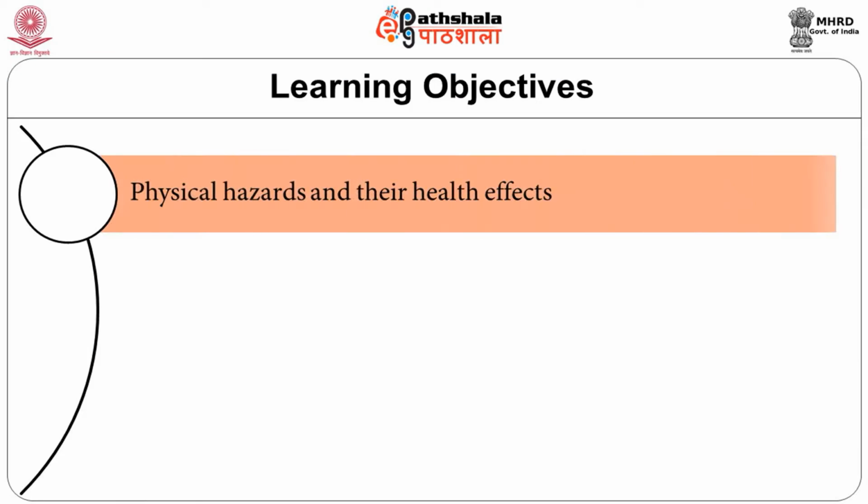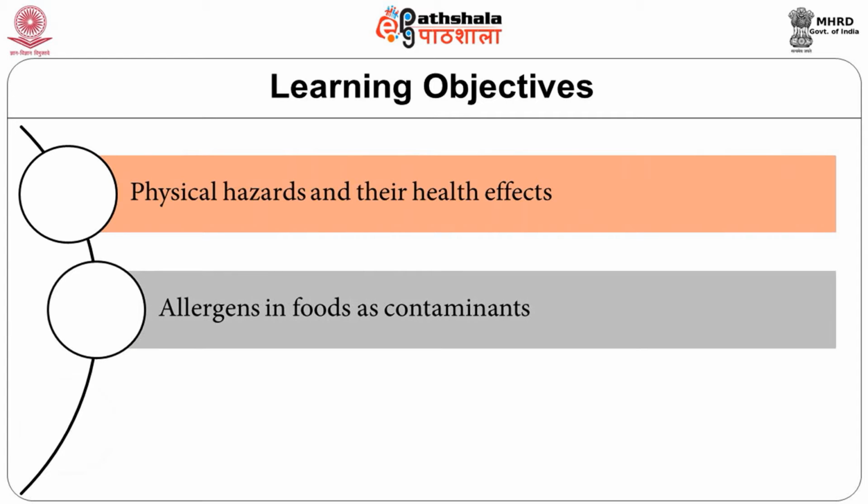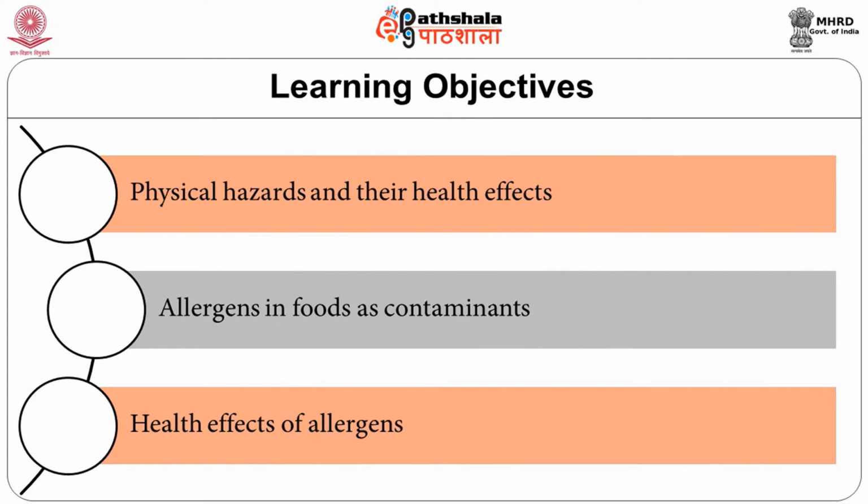You would have learnt about the physical hazards and their health effect, allergens that are present in food as contaminants, and the health effects that can occur due to intake of physical hazards or the allergens. There are three types of hazards which can occur in the food due to the manufacturing process or packaging, or even during the transit or the retail.